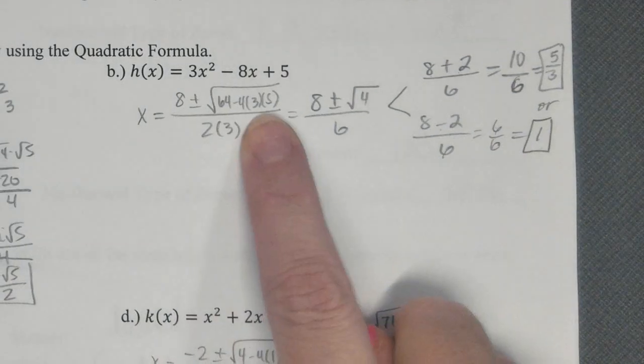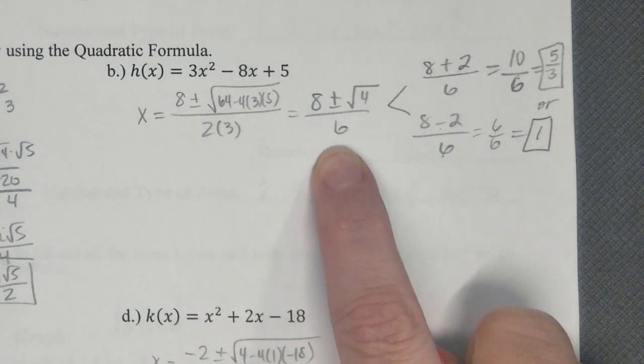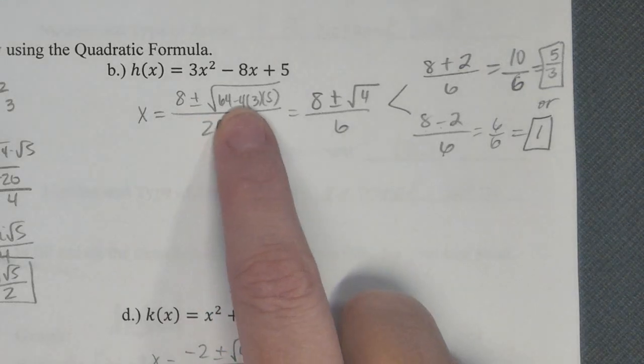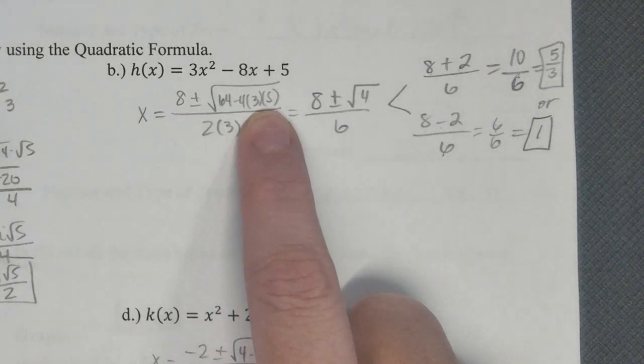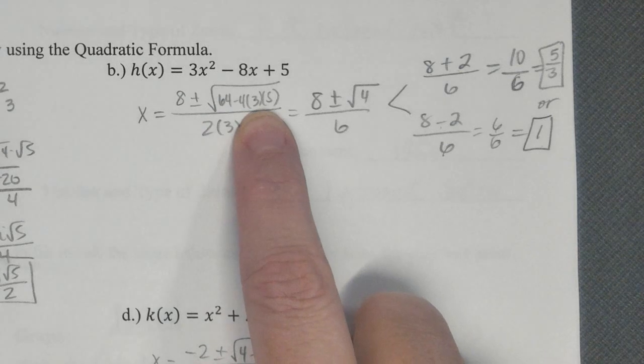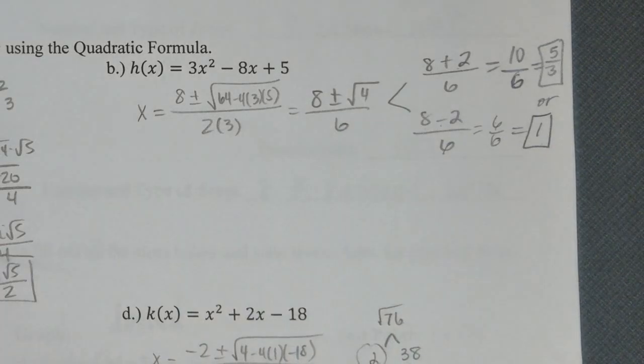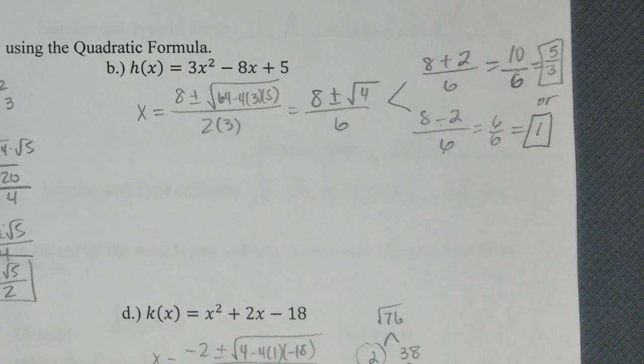For B? Yeah, what's up with B? 64 minus 4 times 3 times 5. So 64 minus 60 will be 4, right? Okay, and then if it's a whole number, you actually do it, okay?